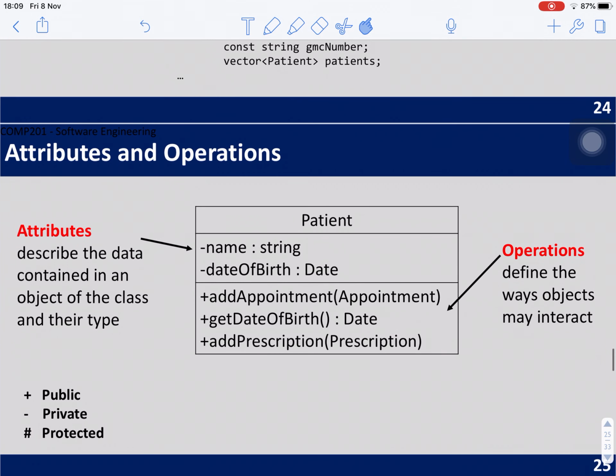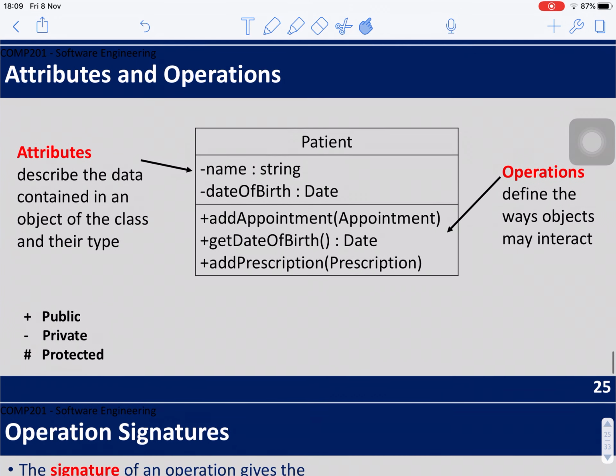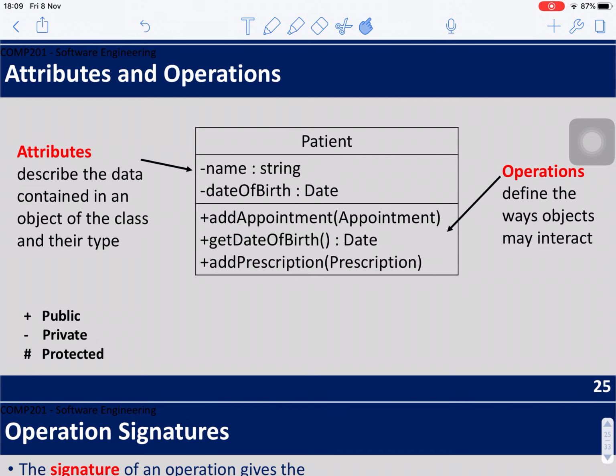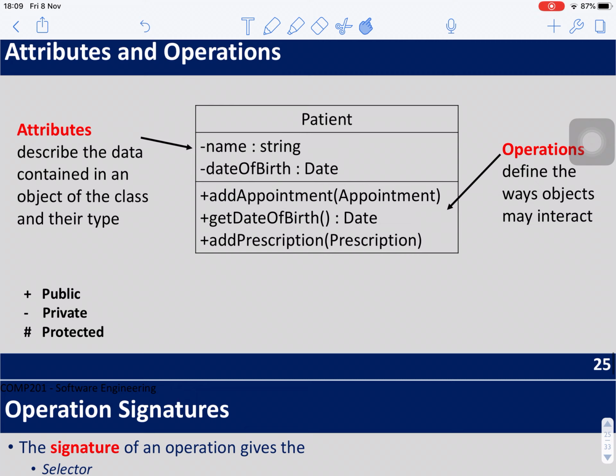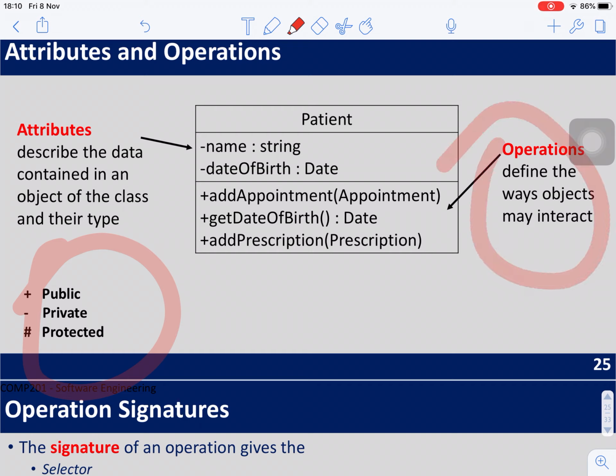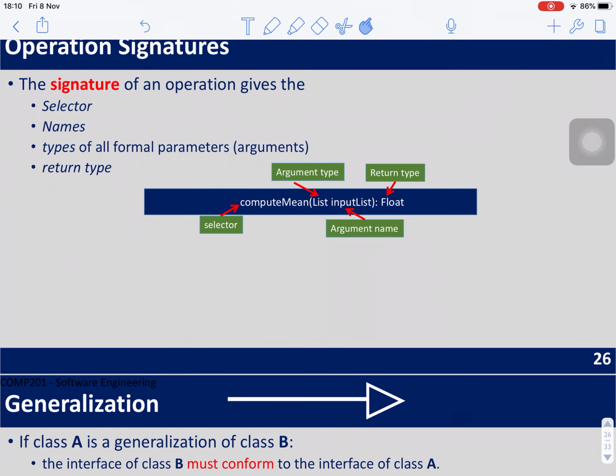And the attributes and operations here: the attributes describe the data contained in an object of the class, along with the type. It is worth noticing that the plus is public, the minus is private, and the hash sign is protected. And the operation defines the ways the objects may interact, which is just like the signature of the class. The signature of the operation gives the selector, the names and types of the arguments, and the return type.